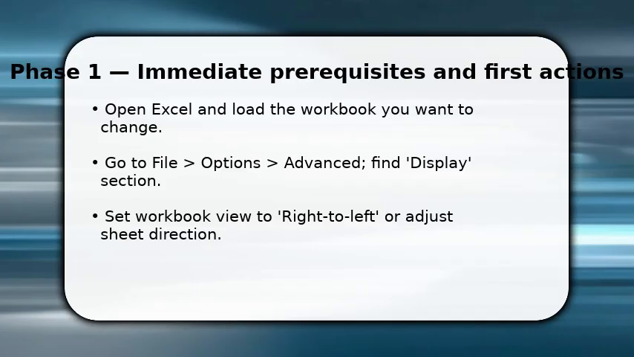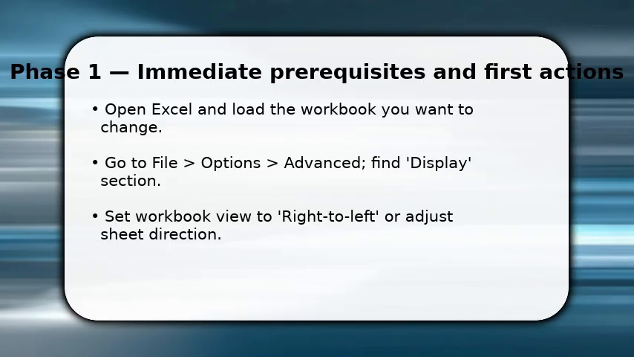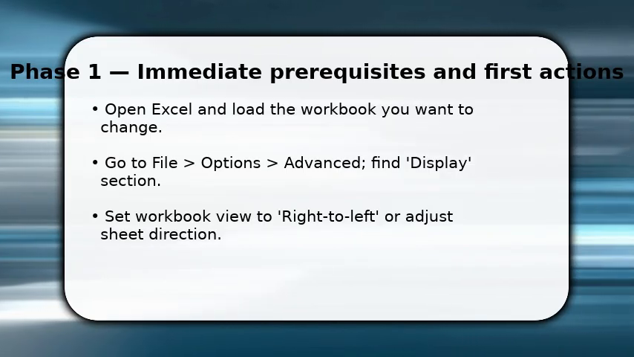You'll start by opening the workbook and immediately navigating to File Options. This puts settings at your fingertips. Once there, click Advanced and scroll to the Display area. You're focusing on sheet direction. Change the workbook view or specific sheet orientation to right to left.